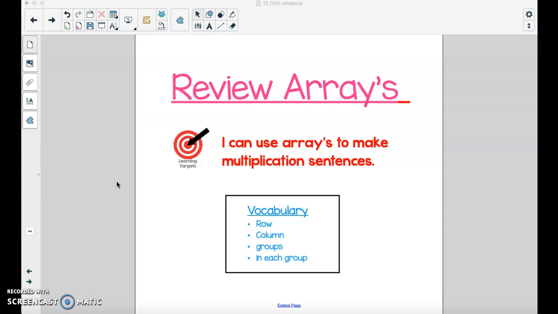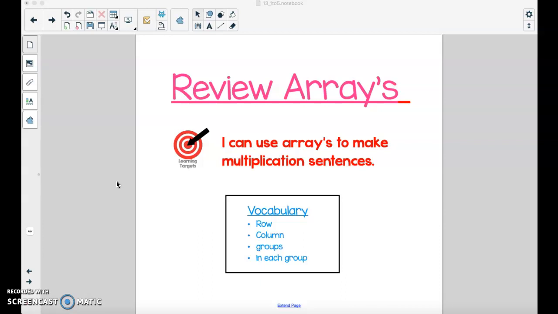Today I want to do a review of arrays, so just really short, and you're going to need a piece of just plain notebook paper. So if you need to push pause, you need to go get a pencil, not a pen. We do not use pens in math. You need to get a pencil and a piece of notebook paper, and you're going to follow along with me. So push pause now and go get your supplies and come back and push play.